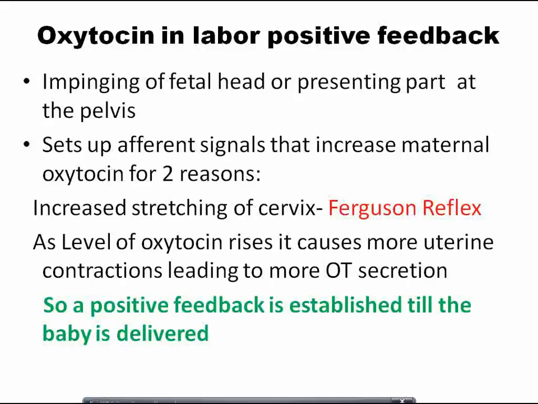We have already studied that in a positive feedback mechanism, the action which is going on is being increased or elaborated by the subsequent effect. That is, as the fetal head impinges on the cervix, the stretching of the cervix will increase the maternal oxytocin secretion, and this is known as the Ferguson reflex, as we have already been discussing. And this sets up the afferent signals for more oxytocin secretion from the posterior pituitary. And as the level of oxytocin rises, it causes more uterine contractions, and again there is more oxytocin secretion. So a positive feedback is established till the baby is delivered.